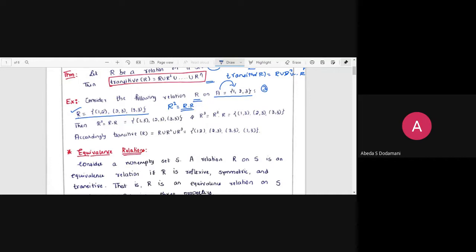It is a transitive relation. Transitive relation means R dot R should contain, see, 1 is related to 2 and 2 is related to 3, which means 1 should be related to 3. So this should be present in R square. Similarly, 2 is related to 3 and 3 is related to 3, therefore 2 is related to 3. And 3 is related to 3 and 3 is again related to 3, so therefore 3 is related to 3. So this is our R square, or R dot R. Clear?